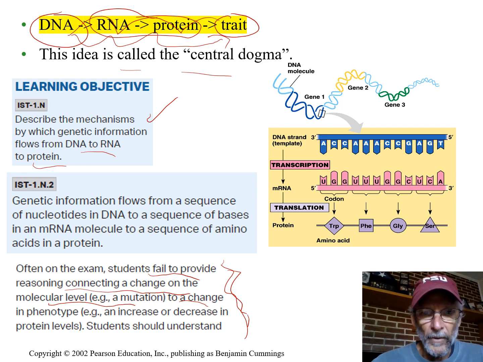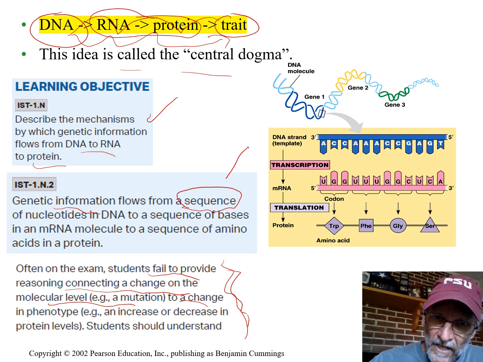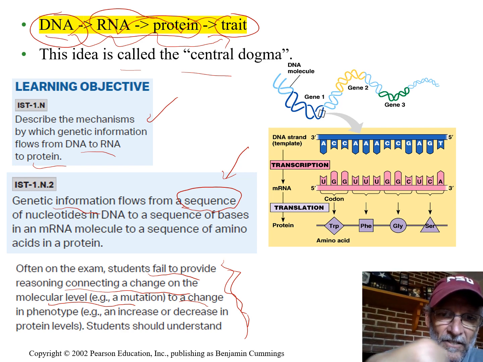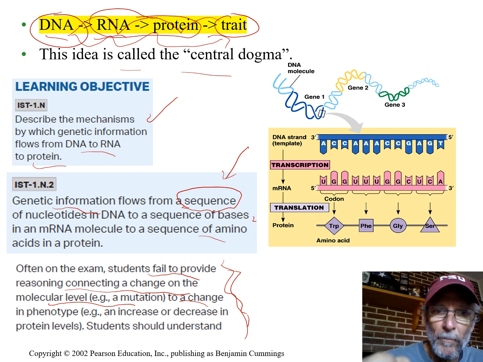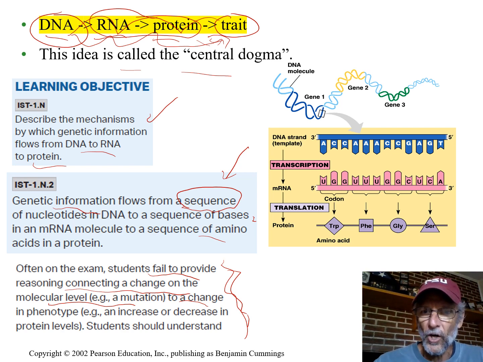So anyway, genetic information flows from a sequence. Information is all about sequences, just like it is in this blue box. It's sequence of alphabet letters, right? Information flows from a sequence of nucleotides, more specifically their nitrogenous bases, A, T, C, and G, in DNA to a sequence of bases in RNA to a sequence of amino acids in protein, and it's proteins by and large that cause traits. All of these are talking about the central dogma.